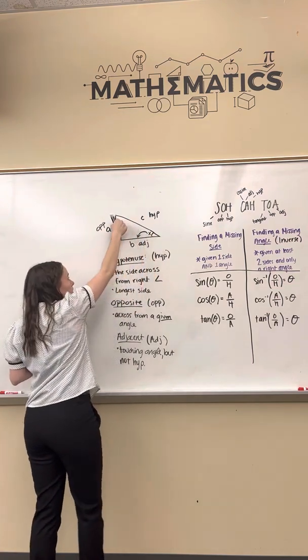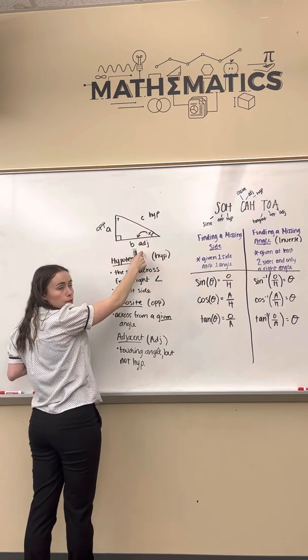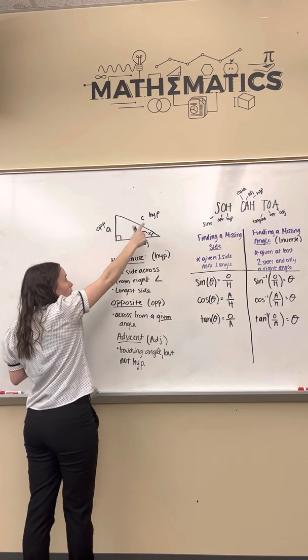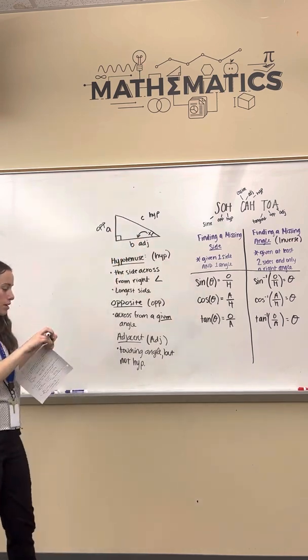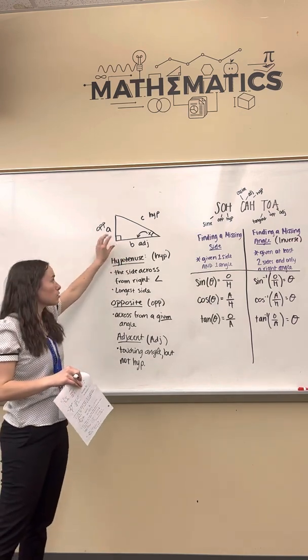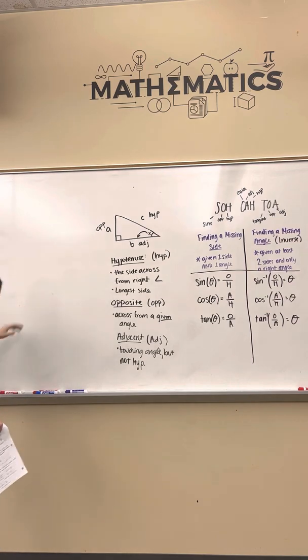But if we were given an angle Y, then across from that is opposite B, and next to it would be adjacent A. However, the hypotenuse always stays the same. So think about that when it comes to the direction your triangle is facing, because they're not always going to be given in this format. I'm going to go ahead and erase this so that I can start some practice problems.